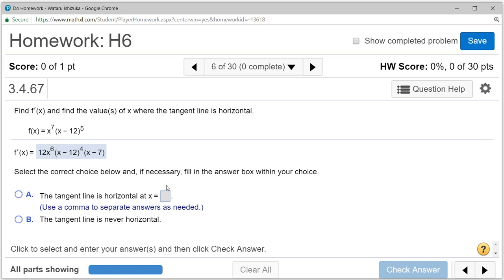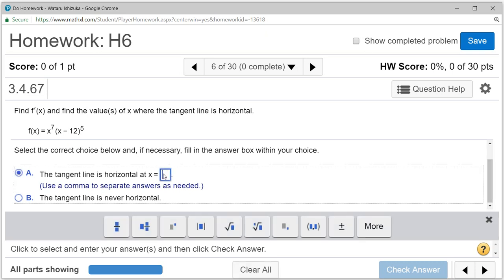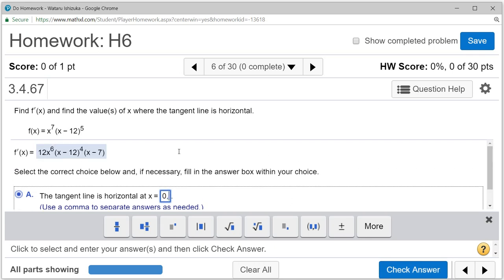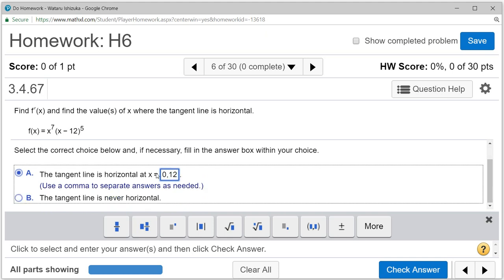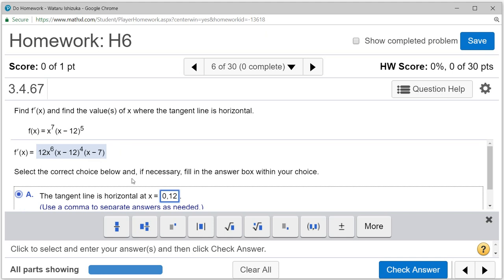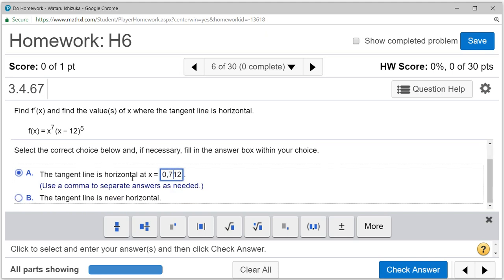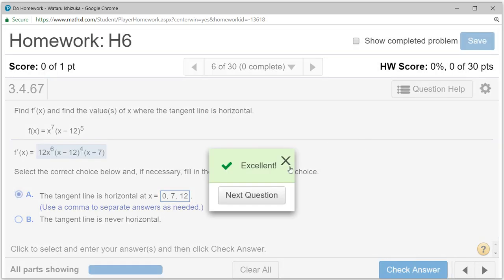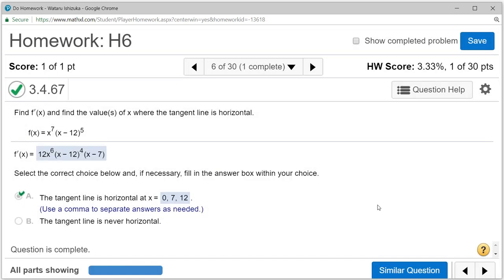we have x equals 0 as one of them, so we put 0. Another one is x equals 12, so 12. And also x equals 7. I'm going to write them in increasing order, so it's going to be 0, 7, and 12. Let's check the answer. We got that.